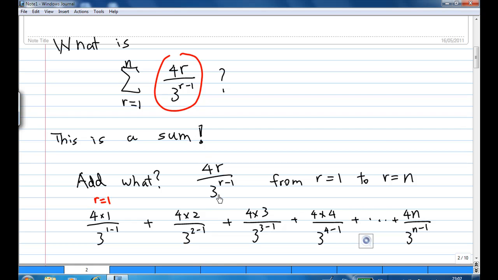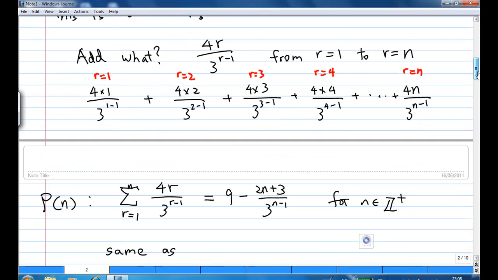4 times 1 over 3 power 1 minus 1. Then r equal to 2. You get 4 times 2 over 3 power 2 minus 1. Then r equal to 3. You get 4 times 3 over 3 power 3 minus 1. Then r equal to 4. You get 4 times 4 over 3 power 4 minus 1, until the last number, r equal to n. You get 4 times n over 3 power n minus 1. This is what it means on the left hand side. Understand this, then you understand how I prove this.